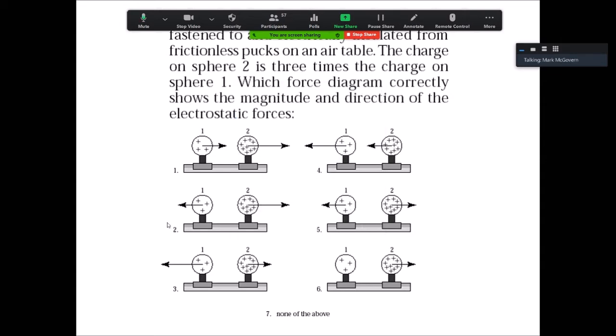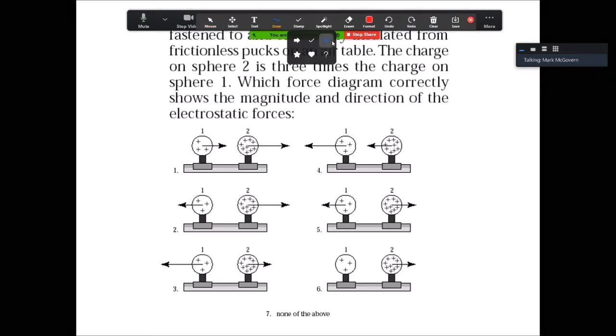We can talk about everything here. Number 1 is wrong because these are two positive charges, and they should be experiencing a repulsive force. One appears to be repelled, another one appears to be attractive. So I don't think so. This one's out.